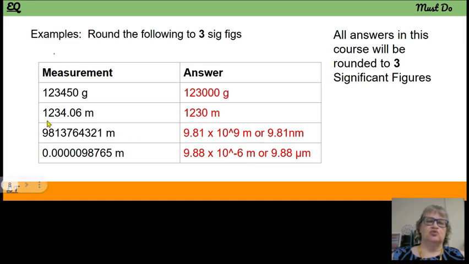Positive is numbers greater than 1. Negatives are numbers between 1 and 0. So in this case, we have 9.88 times 10 to the -6 meters, or again, -6. That is one of the prefixes, which is micro. So we could write 9.88 micrometers.